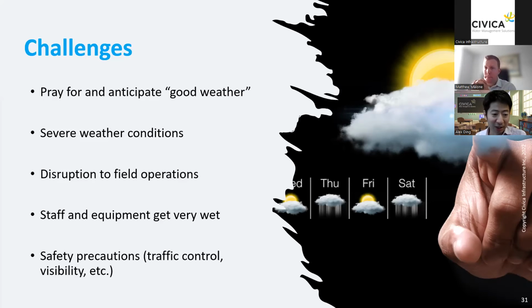And then last but not least, safety precautions. Like I mentioned, when it's wet, depending on the weather, you may not be able to do any field inspection. And especially when it's wet and dark, you want to make sure you have enough traffic control, good visibility, and you might need an extra team to make sure staff are working in the field safely.